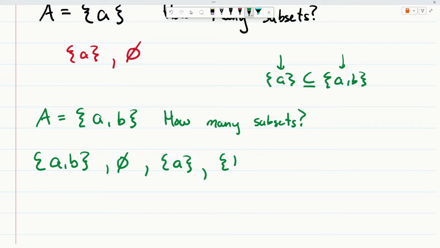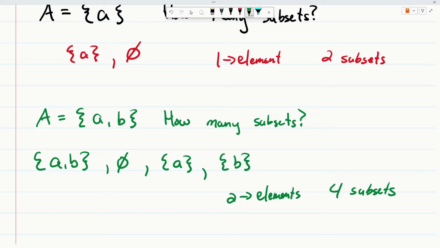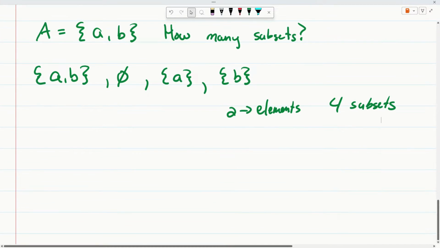You can also have the element B. So what we've noticed here is this. If you have 2 elements, you have 4 subsets. So I'm going to start writing this information down. 1 element, 2 subsets. 2 elements, 4 subsets. Let's do one more.